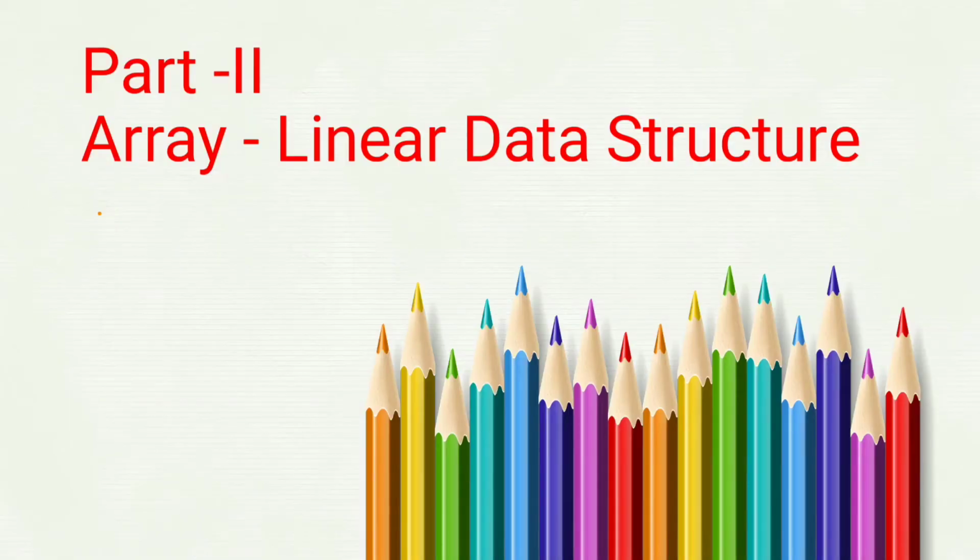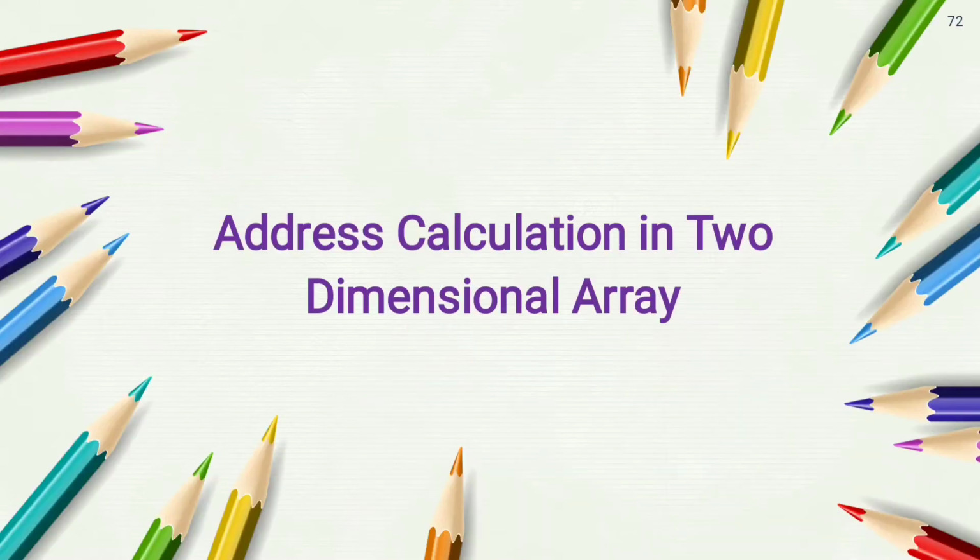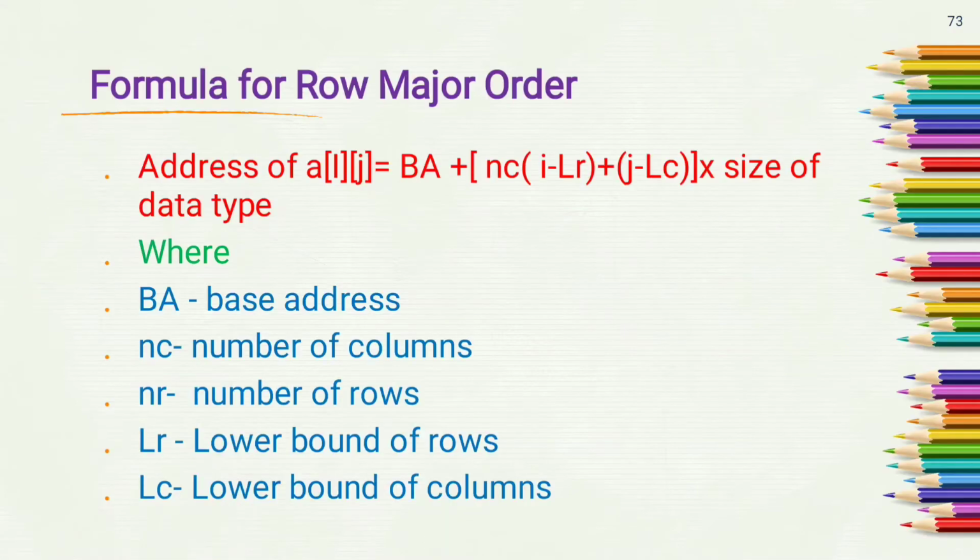Hello student, in the previous video we learned how to calculate the address of any element stored in a one dimensional array. Now in this video we will learn how to calculate the address of any element stored in a two dimensional array. As we know, in a two dimensional array there are two memory allocation methods. First is row major order and second is column major order.